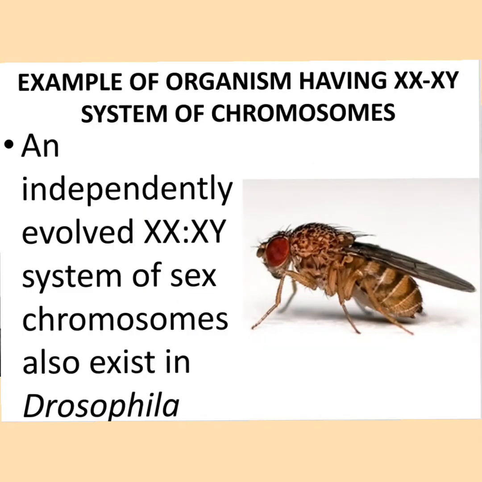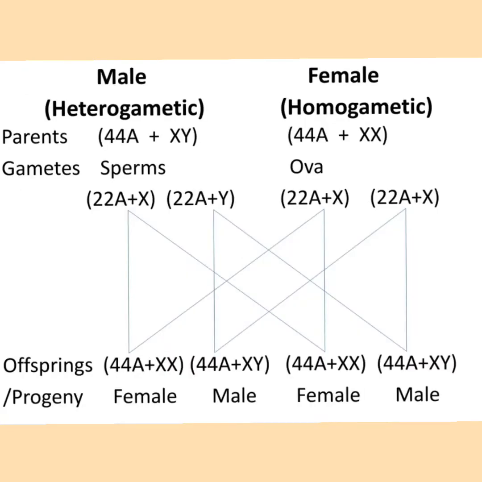Now, an example of organisms having this XX-XY system of chromosomes is seen in Drosophila. Now, here you can see that the heterogametic males and the homogametic females, when the gametes are produced, the fertilization offspring has a probability of 50% males and 50% females.